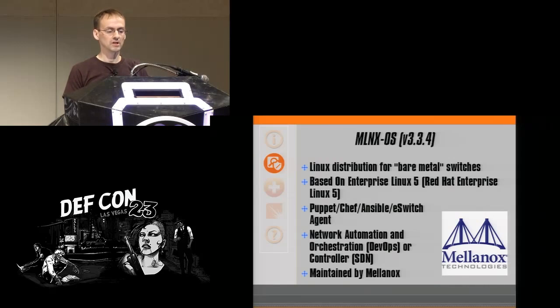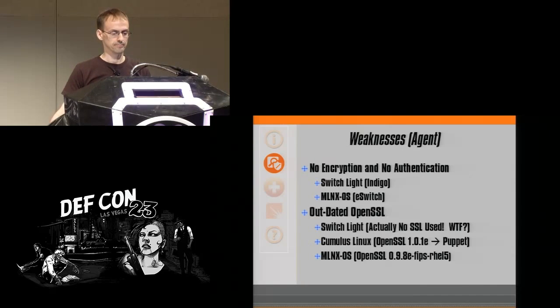And finally, we have Mellanox OS. This is version 3.3.4. It's based on Enterprise Linux 5. There's actually a newer version 3.4. But it turns out all the problems that 3.3 has, they're still there in 3.4. So, just how you should know that. You would install Puppet, Chef, Ansible to make it part of a DevOps environment, or eSwitch to make it part of an SDN environment. So it's very flexible. Okay. Maintained by Mellanox Technologies.